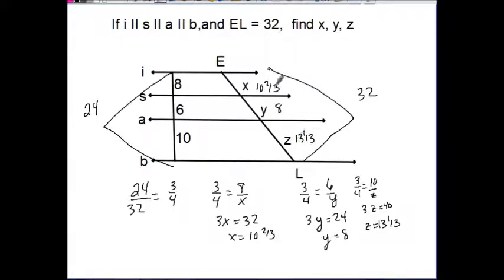And let's just double check. 10 2/3 plus 8 plus 13 1/3. Does that equal up to 32? It does. And let's just double check with some ratios, using our calculator real quick. What's 8 over 10 2/3? It's 3/4. What's 6 over 8? 3/4 again. And what's 10 over 13 1/3? It's 3/4. All those ratios of segments between parallel lines are equal, which is how we know that the parallel line theorem is being applied.